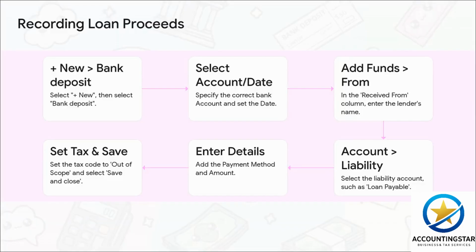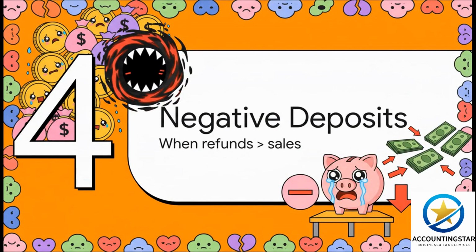Then you pop in the amount, and this last part is absolutely critical. You have to set the tax code to out of scope. A loan is not income, so it's not taxable. And that's it. You just save and close. See? Not so scary? All right, you've mastered the basics.